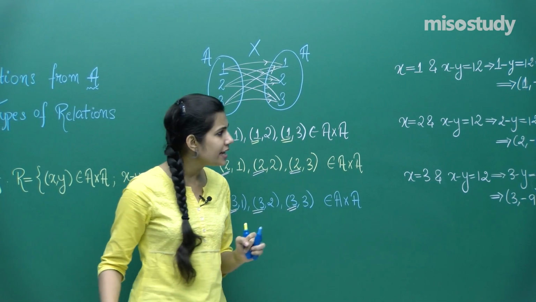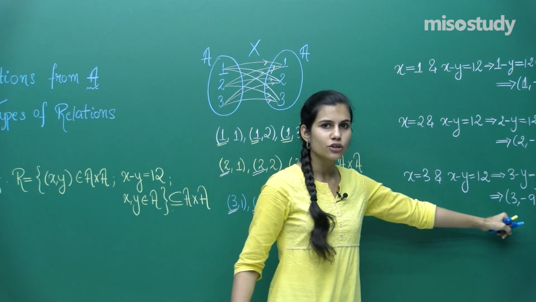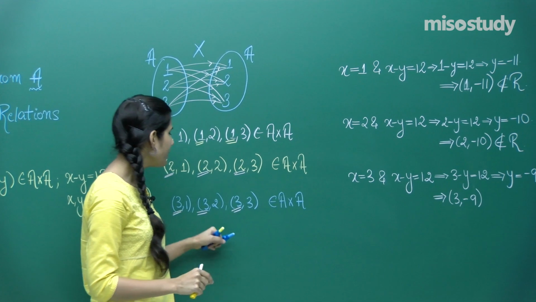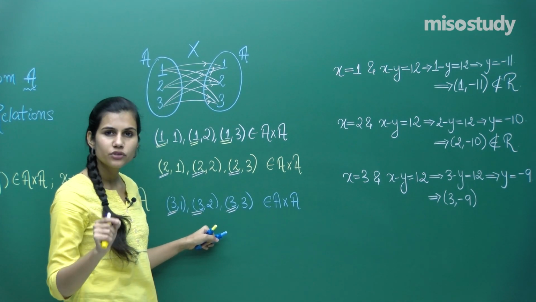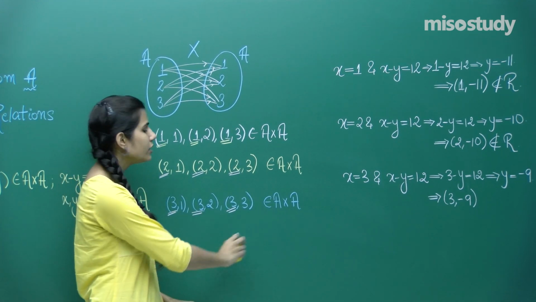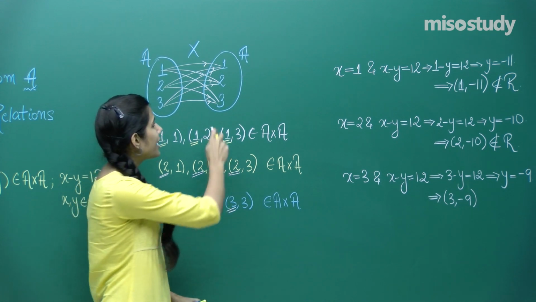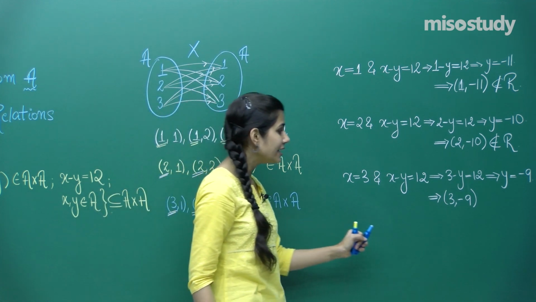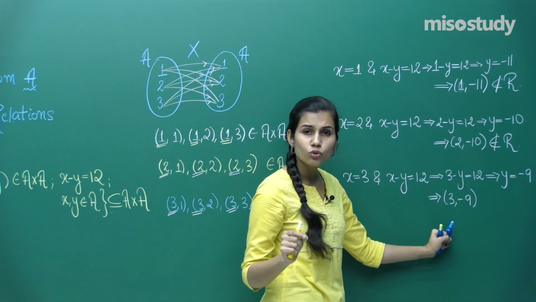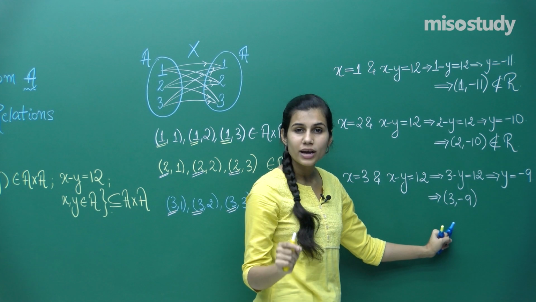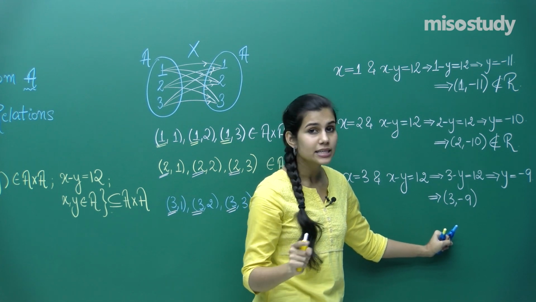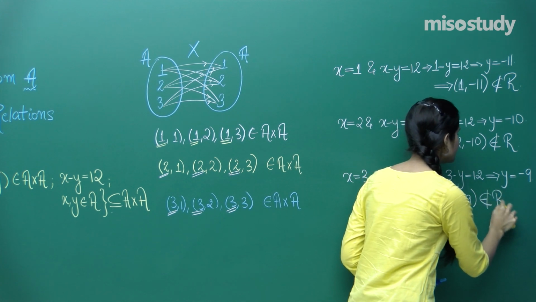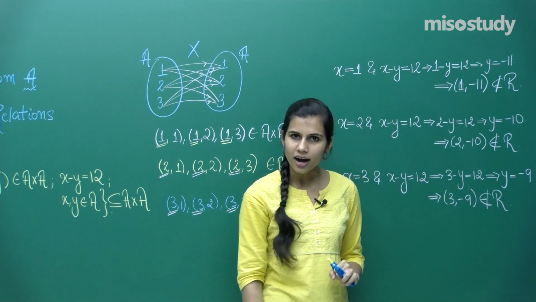Okay? So this is an ordered pair which satisfies the rule, but it doesn't come from A cross A, because from A cross A the members which have 3 as the first element are only these 3. Because -9 is nowhere in the second set, therefore (3, -9), even if it satisfies the rule x minus y equals 12, does not come inside R. And that is why this also doesn't make its place in the set R.